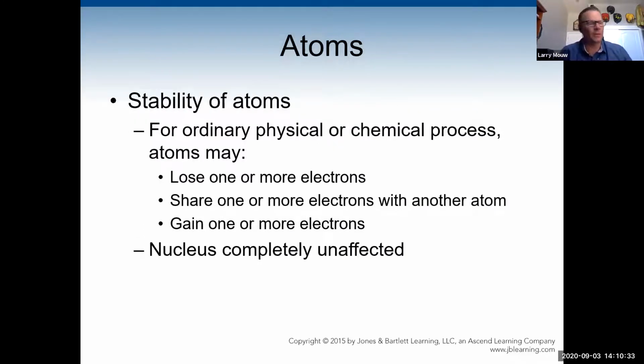We look at the stability of atoms. For ordinary physical or chemical process, atoms may lose 1 or more electrons, share 1 or more electrons with another atom, or gain 1 or more electrons. And the reason they're losing, gaining, or sharing these electrons is to balance out. Again, we talked about hydrogen having just 1 electron. Hydrogen is also a diatomic atom, meaning that when it's found in nature, when it's in that happy state, there's actually 2 hydrogens to make the one for it to be happy.